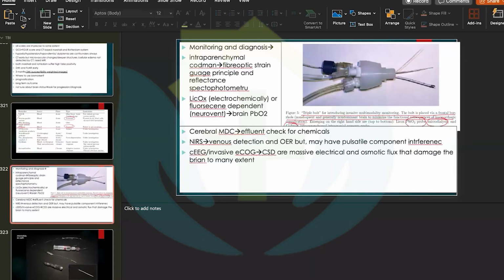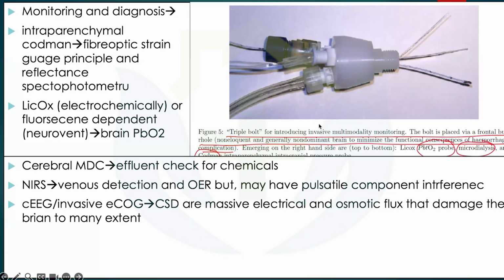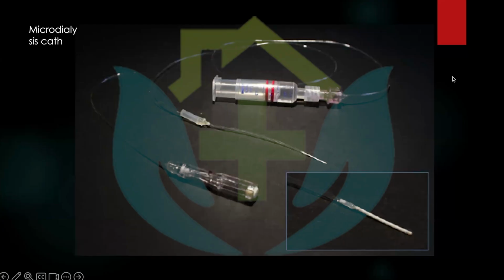This is one representation of different catheters. This is the triple bolt introducing system. This is the electrochemically fluorescent dependent Neurovent. This is just like a Codman catheter, through which you introduce a special catheter inside the brain and measure the brain parenchymal oxygen. This is a microdialysis catheter. This is the dialysis catheter, basically introduced inside the brain.